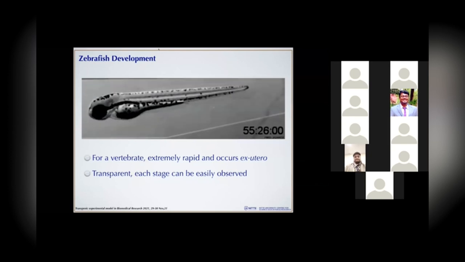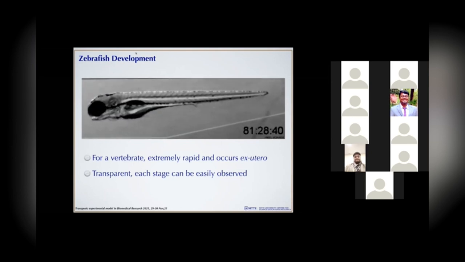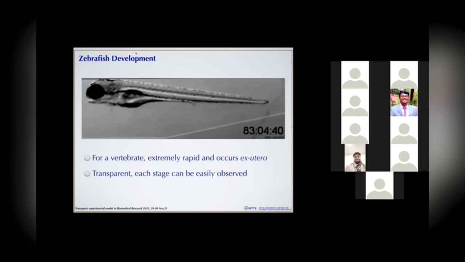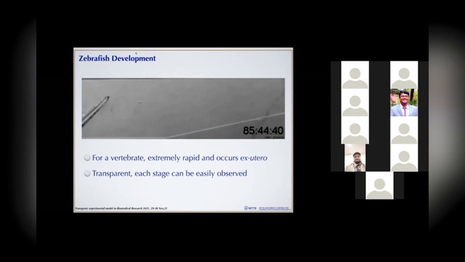And then you should be able to see the mouth forming very soon. On the left-hand side, just below the eye, there will be a small protrusion. That will be the mouth of the fish that will come up by 72 hours. And once that is formed, it is a free swimming larvae. It will start looking for food. You can see the mouth now. You can very easily see the mouth formation. And now it is a free swimming larvae. So for the vertebrate, this is extremely rapid. And as I mentioned, it occurs ex utero, outside the body. And each stage is transparent. Next slide, Akshay.